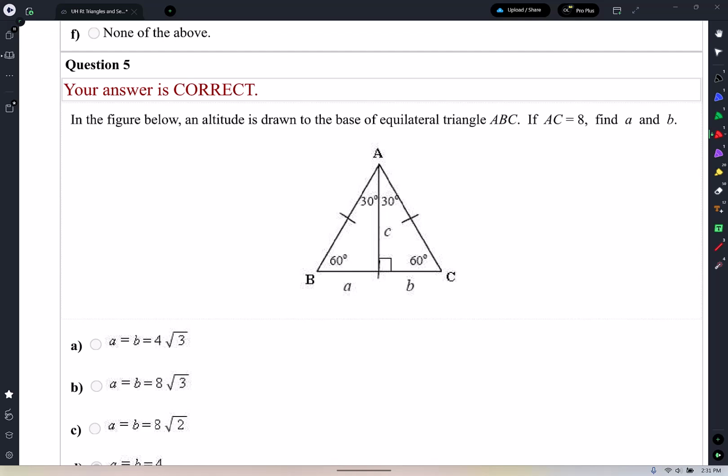All right. In the figure below, an altitude is drawn to the base of an equilateral triangle ABC. Okay, so an altitude, so here it is. That's like your height. If AC equals 8, so it's an equilateral, guys. So that's 8, that's 8. Both of these together is 8. Find AB. So this cuts it right in half. So A is 4 and B is 4. Does that make sense, guys? And there it is.